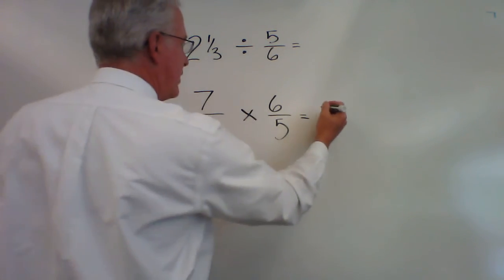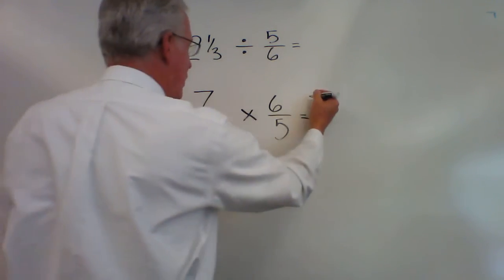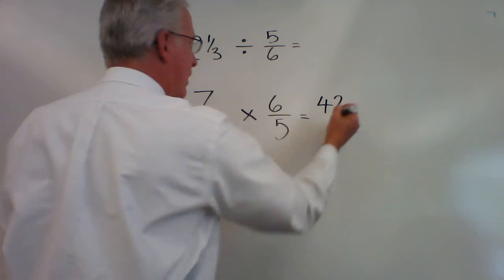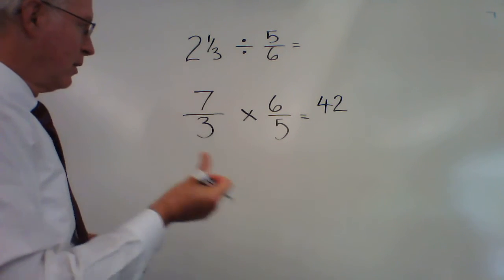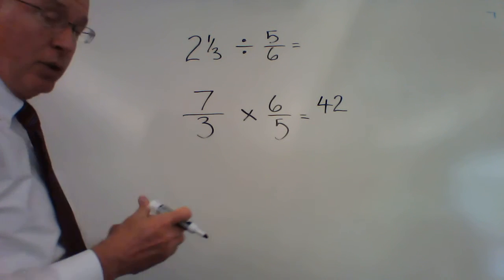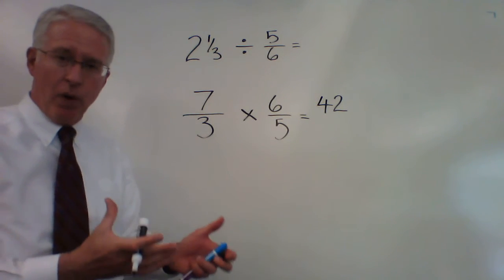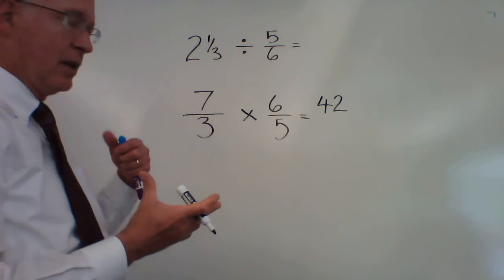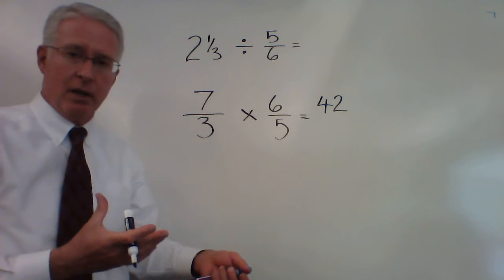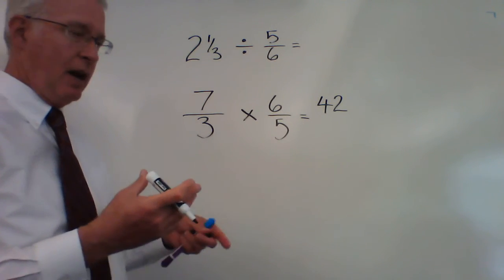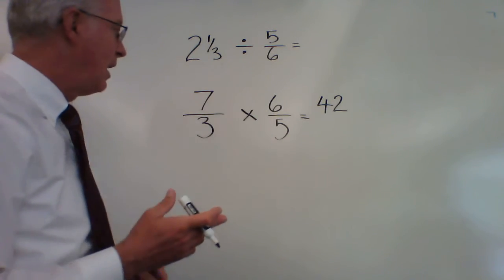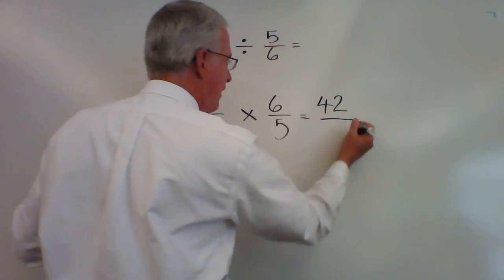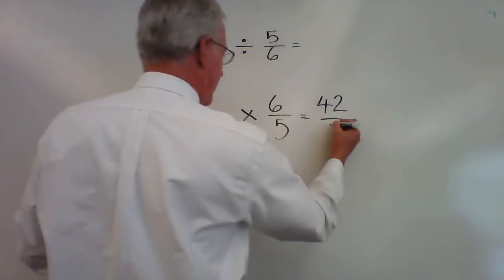7 times 6 is 42. Hopefully you're getting better and better at having those single-digit multiplication facts memorized. You can see why it's so important that you have them memorized. You don't want to someday have to do a problem like this and have to use the calculator for the easy stuff. 3 times 5 is 15.